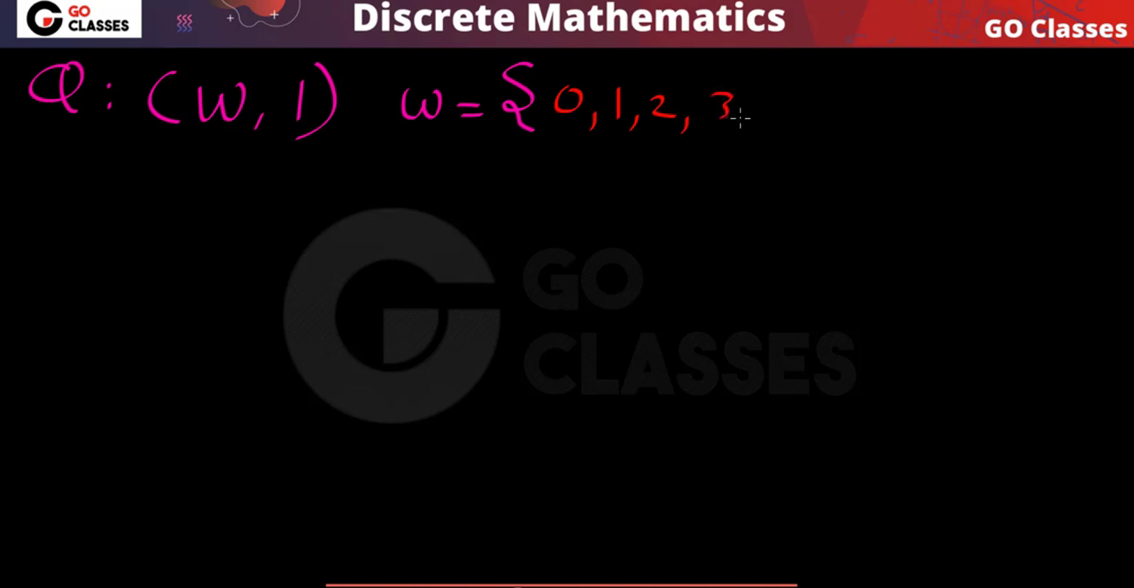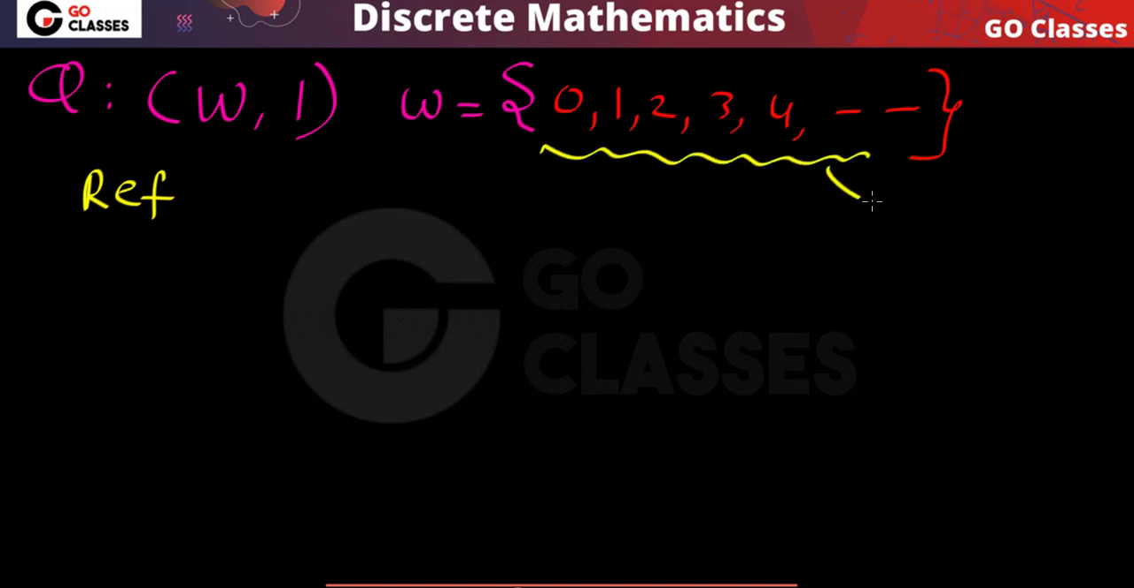Okay, now let's see another question. Set of whole numbers, comma, divides. So this is the set of whole numbers, meaning the set of non-negative integers: 0, 1, 2, 3, 4, and so on. First you check, is this a poset? Is this reflexive? Can I say that every element in this base set divides itself?